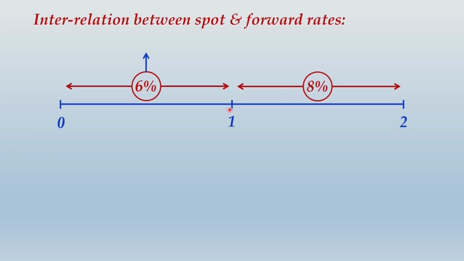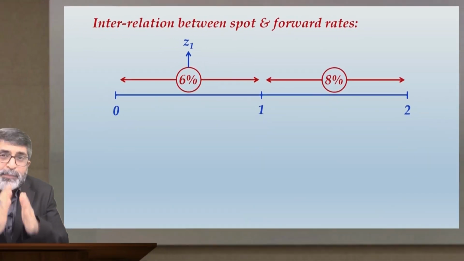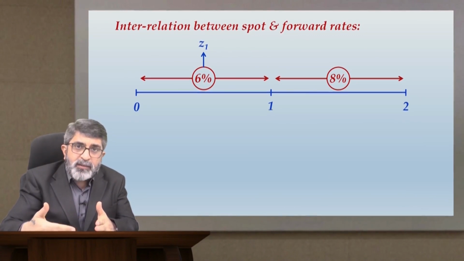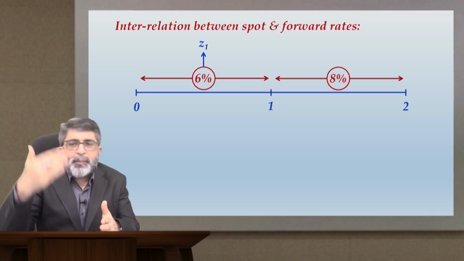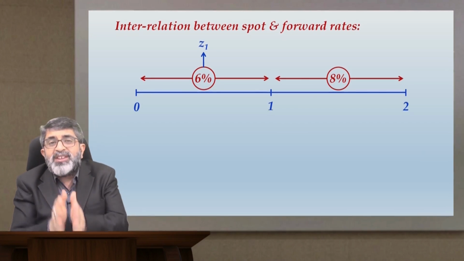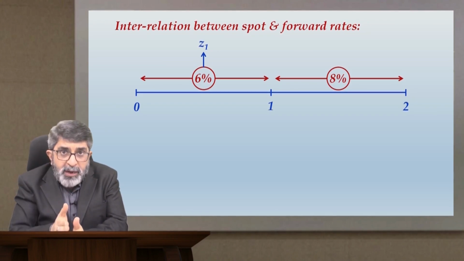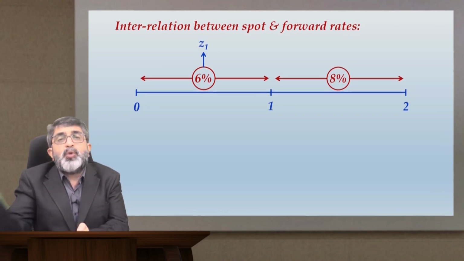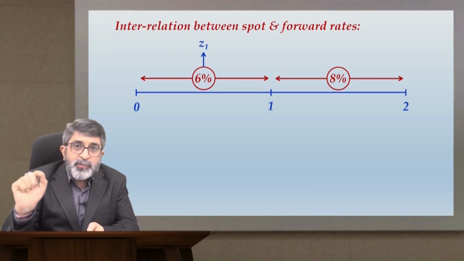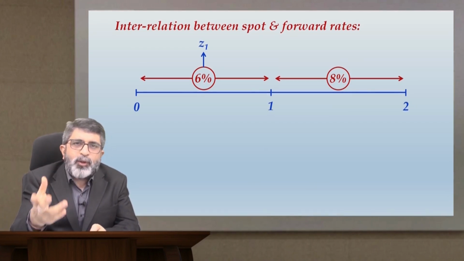So we will call this S1 or Z1. But this is not a spot rate. Why is it not a spot rate? It is not a spot rate because it represents the applicable interest rate that will start after 1 year, and it will be for a period of another 1 year, because the borrowings are supposed to start after 1 year from now and terminate after 2 years from now. That means J plus K is 2 years, J is 1 year, so K is also 1 year.